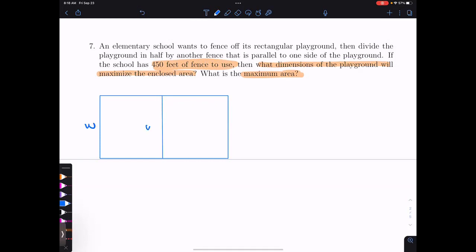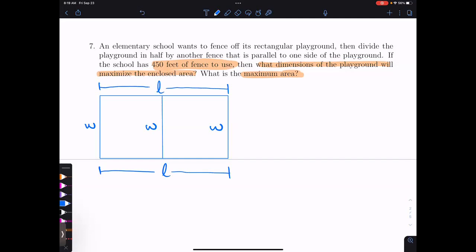Call this W, and this is W, and this is W. And then this L. Works for me. Sides that go the same direction are the same length. It doesn't matter if you use L and W or X and Y or whatever. Just that things that go different directions need a different label.